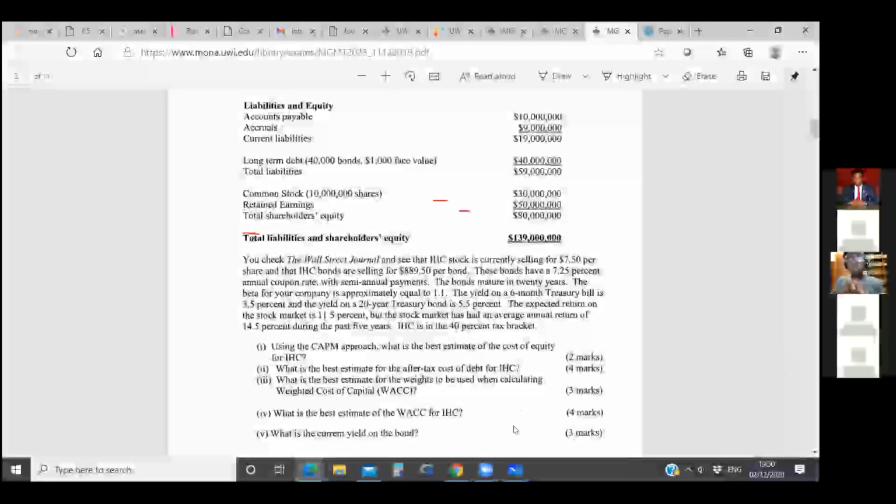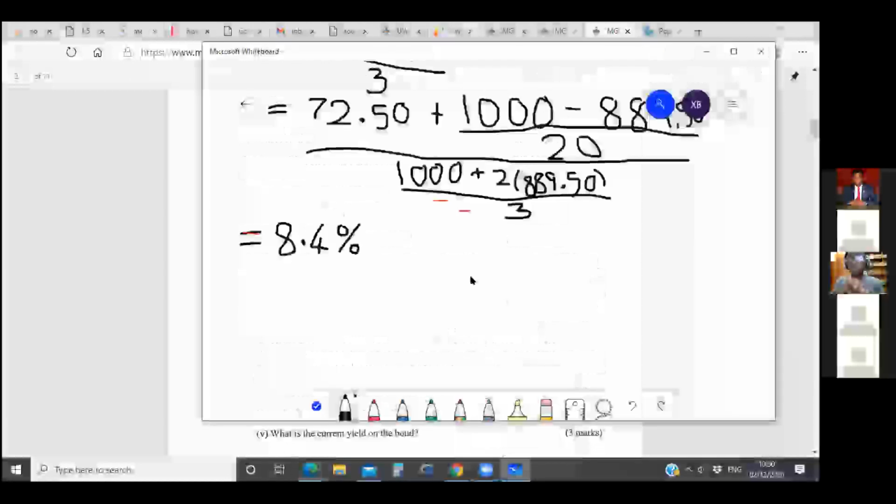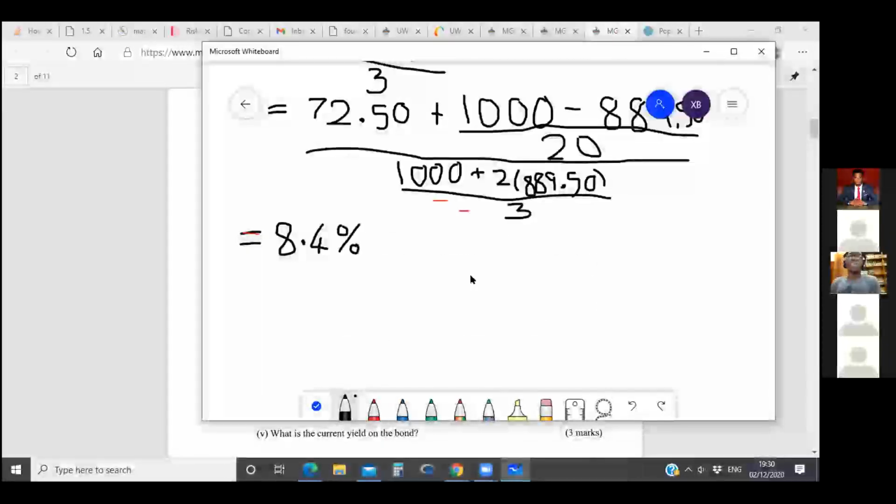Divided by C. Okay. Yes, I know the formula looks quite, what's the word? Very not encouraging.